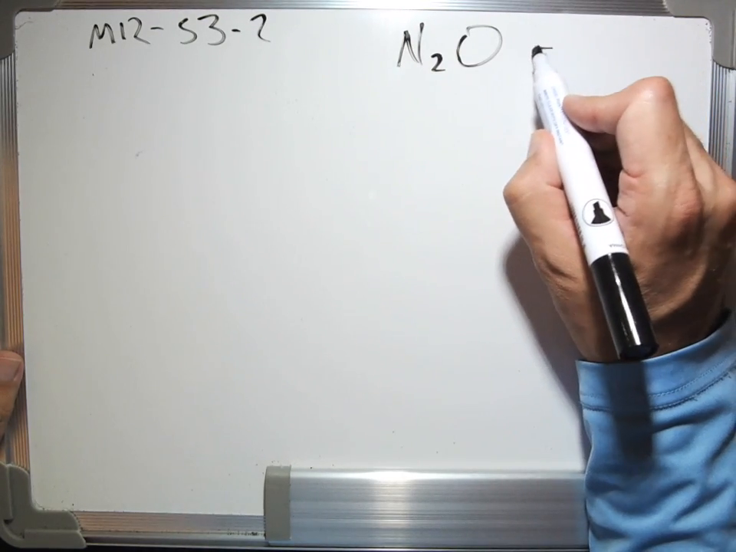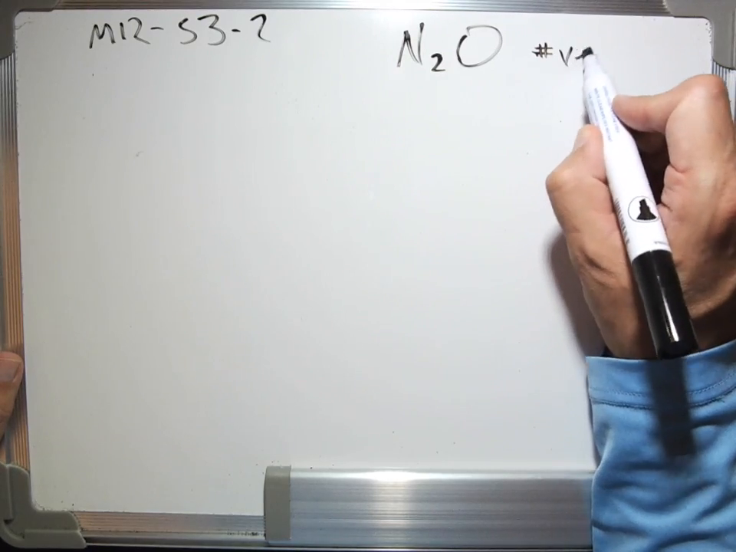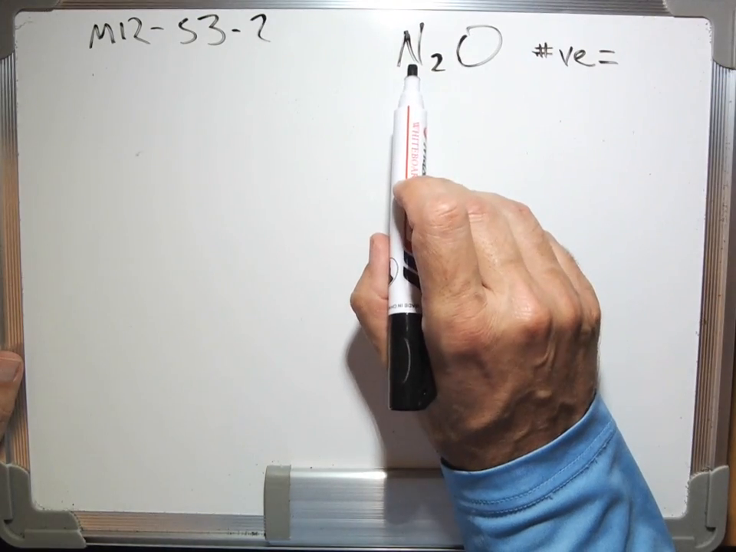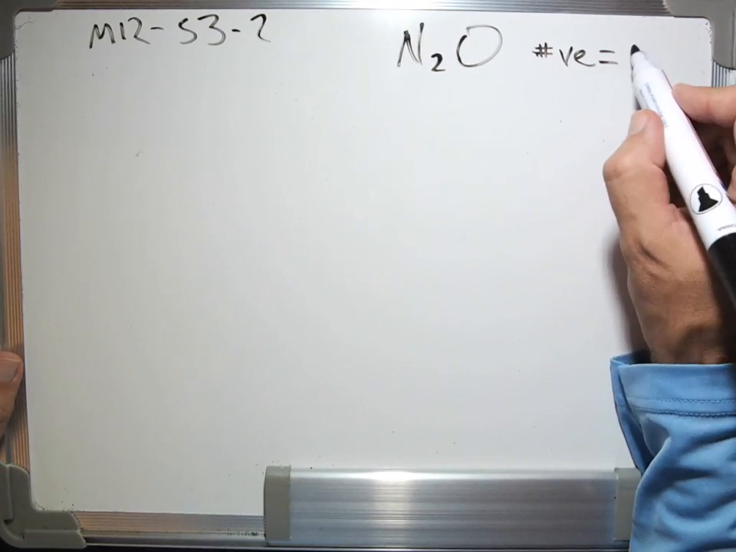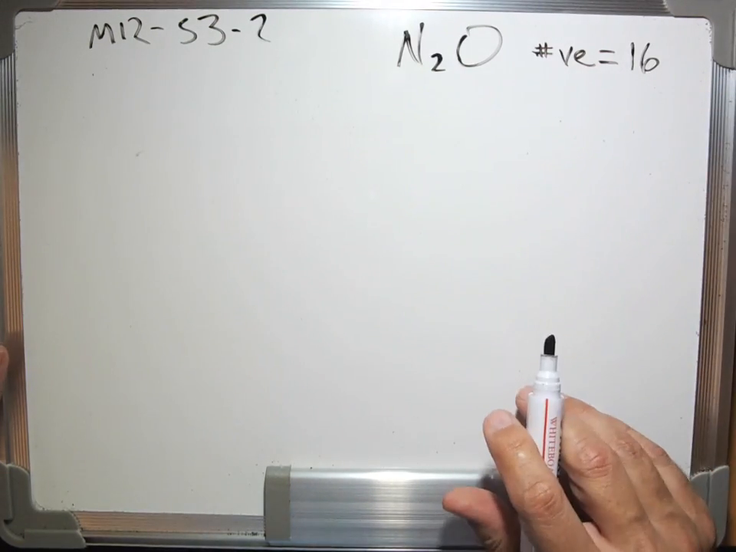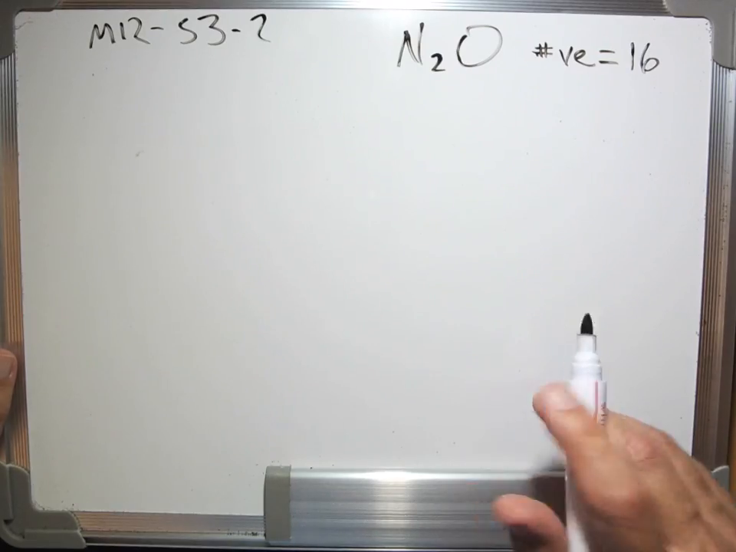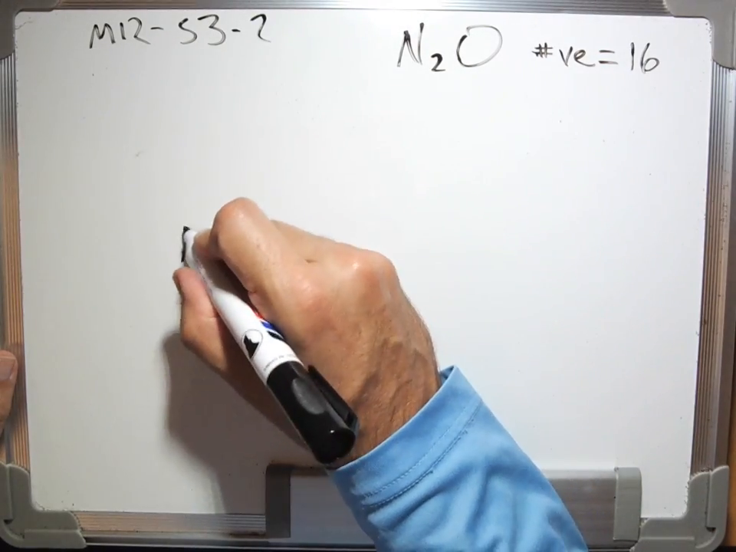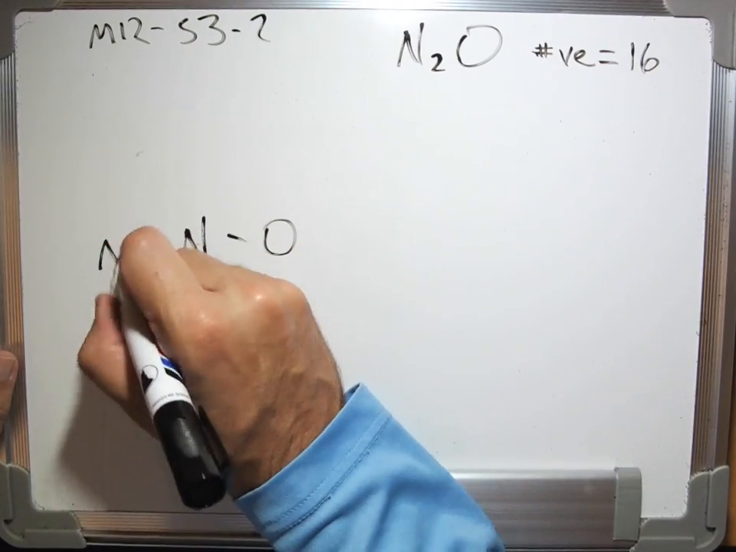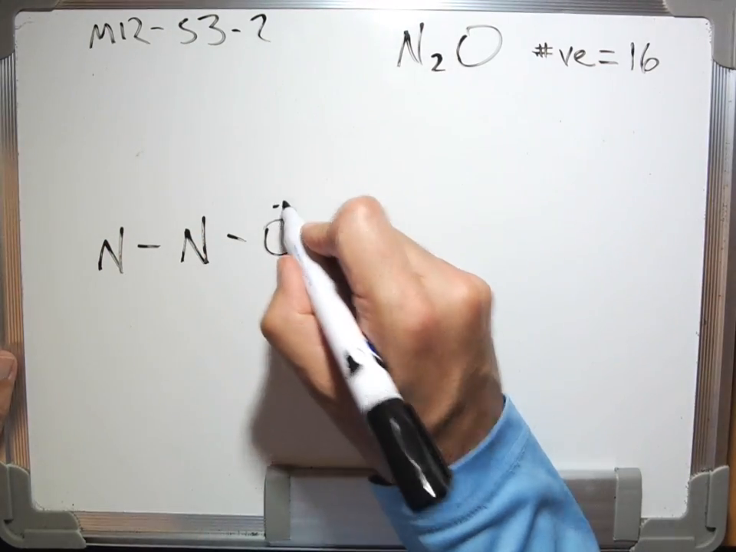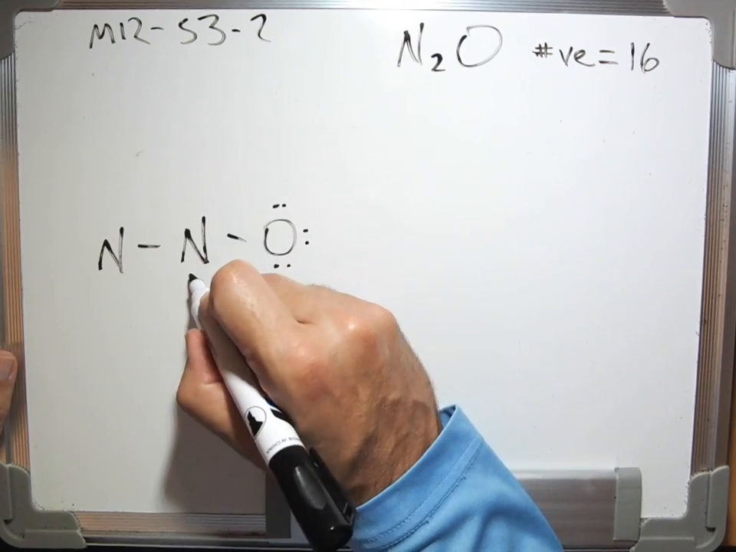Okay, let's figure out how many valence electrons we have to work with. Each nitrogen group 5, 2 of those for 10, 6 more for the oxygen. We have 16 valence electrons. Again, we were told that the nitrogen was going to be the central element. We'll attach the adjacent atoms. Give everything an octet that needs an octet.